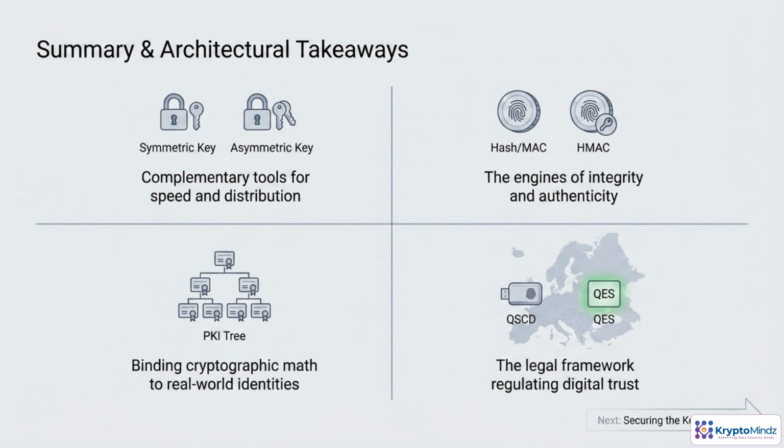Let's tie this together. Symmetric and asymmetric keys are complementary. One gives speed, the other safe distribution and signatures. Hashes and HMACs power integrity and authenticity. PKI binds public keys to real-world identity, and eIDAS with qualified trust services provides the legal framework that turns all this crypto into recognized digital trust.